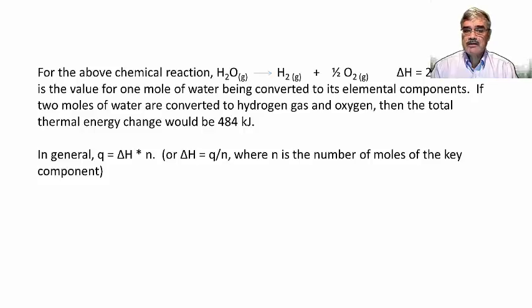What if you had 2 moles of water and you wanted to have the reaction with 2 moles of water converting to hydrogen gas and oxygen? Well, logically, this would take twice as much thermal energy. It would be 484 kilojoules of thermal energy required to have 2 moles of water molecules undergo this reaction. And in general, if you see this equation, the amount of thermal energy, Q, is equal to delta H times N, or in other words, delta H is equal to Q divided by N. It's the thermal energy, either output or required, divided by the number of moles of the reaction. We usually say per 1 mole, but if we had more than 1 mole, we'd have to multiply up.